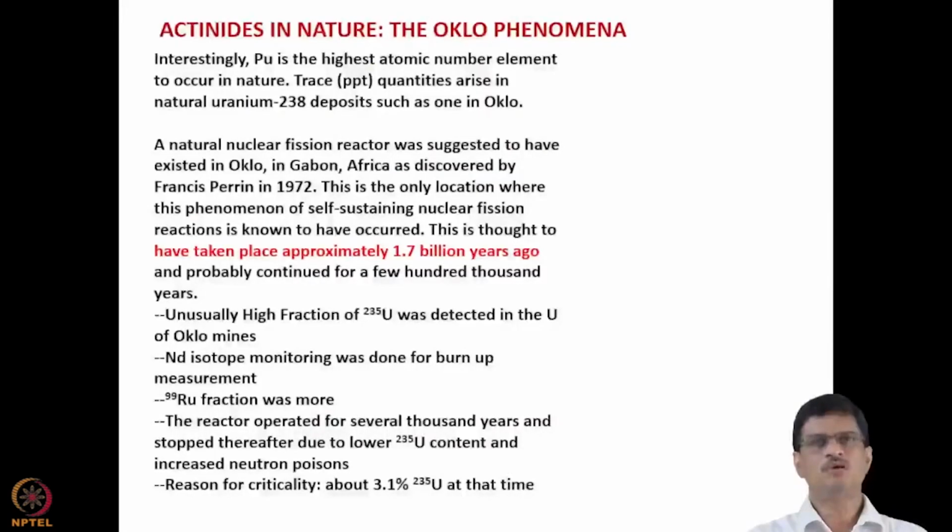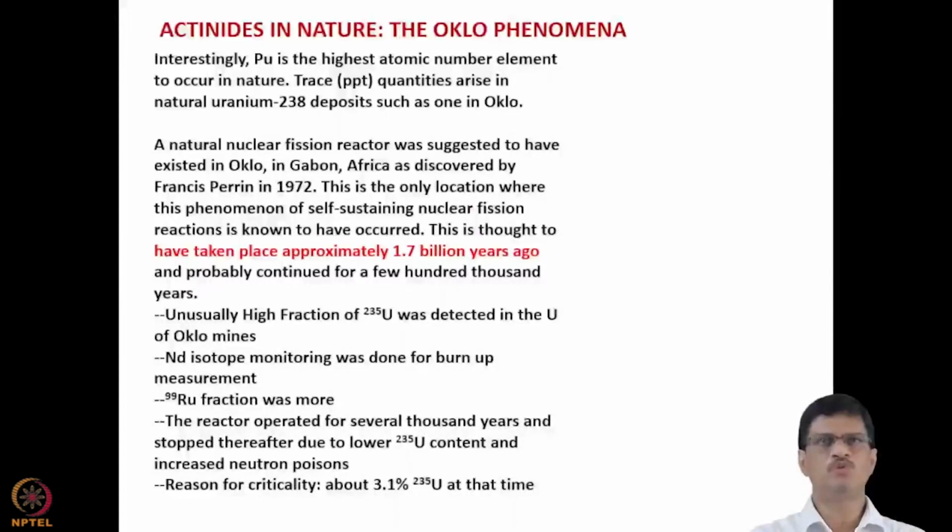Now, coming to whether these actinides are available in nature. We know that actinides like uranium and thorium are available in nature to a very large extent, and also actinium and protactinium are available in nature. But what about the other actinides like plutonium? They were not available in nature, and they were synthesized around 1940 by Seaborg and his research group.